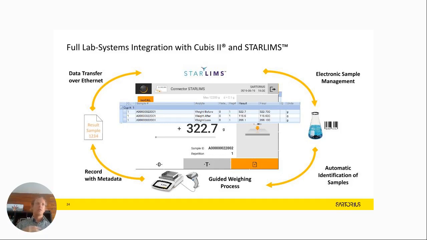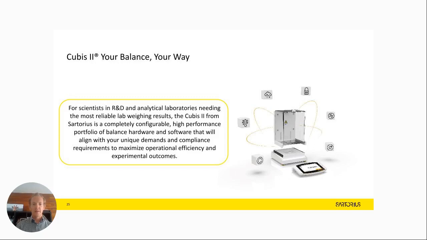So you see, you can work, for example, paperless, and besides that, you have your balance connected to your system in your individual way, where all the data is automatically stored to be, in the end, fully 21 CFR Part 11 compliant. With that, I'm mostly at the end of my presentation about data integrity today, showing you with our Cubis 2 a little bit of what is possible in those future-proof areas.